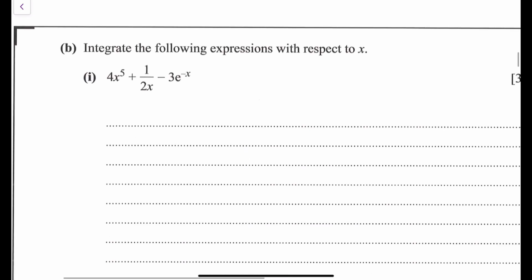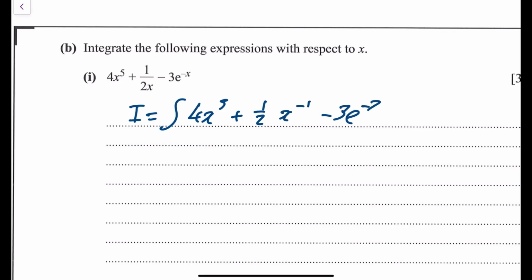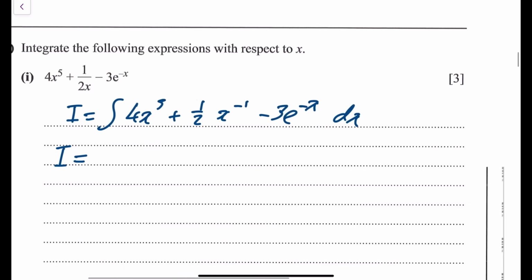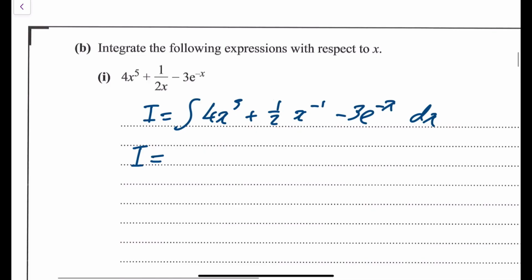Okay, part B says integrate the following expression with respect to x. So let's just write this, our integral then, write it in index form. It's 4x to the 5 plus a half times x to the minus 1, then minus 3e to the minus x dx. So if you integrate that, and the only hard one really there, sorry, let's not write that one that way at all, that was silly. Write that as a half times 1 over x.